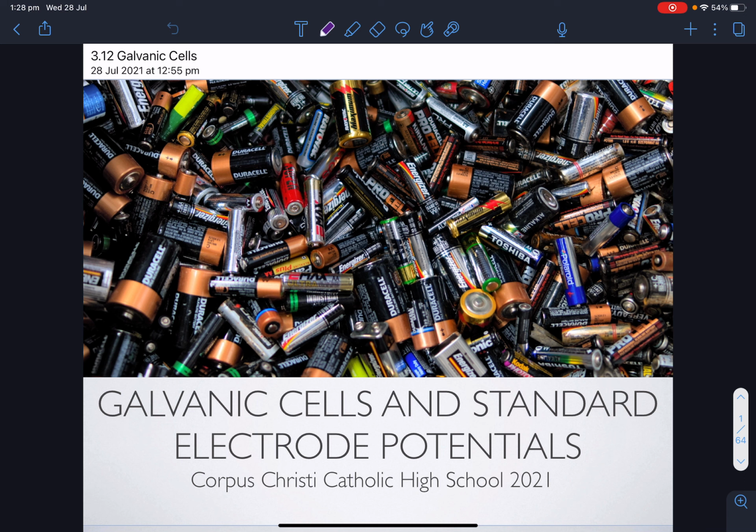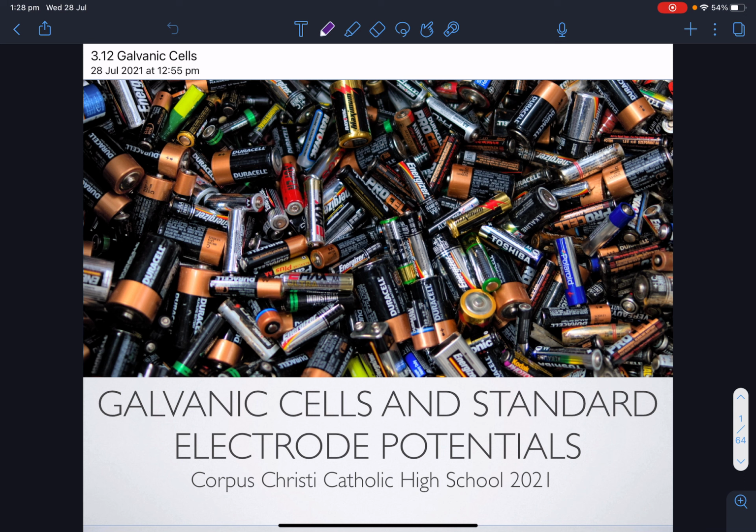Okay, year 11. New chapter, talking about galvanic cells and also these things called standard electrode potentials, or standard reduction potentials. Okay, we've still got this inquiry question: How is the reactivity of different metals predicted?